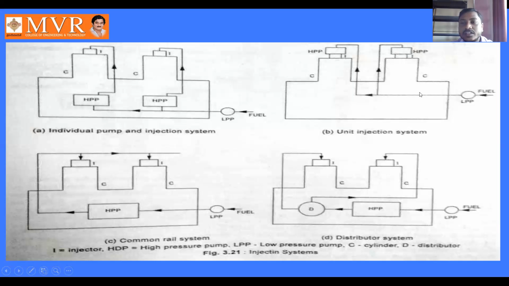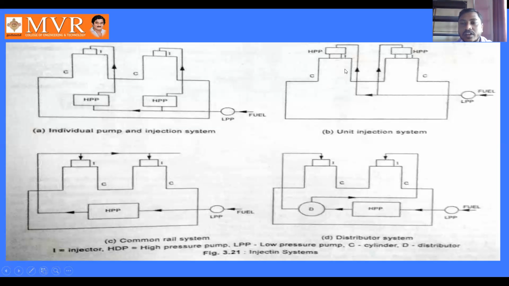We are sending the fuel with the low pressure pump to the first unit injection system, and after that to the other unit system. We are dividing these into two unit systems. Comparing with the individual pump system, we can observe that the high pressure pump is here, and coming to here, the high pressure pump is above the fuel injector. We are considering the high pressure pump, the fuel injector and the cylinder as a unit here.